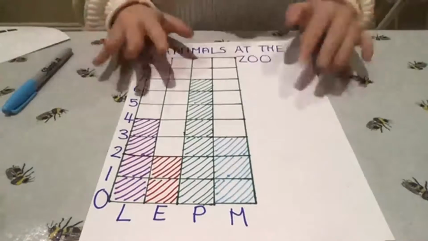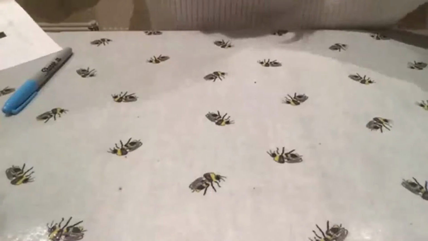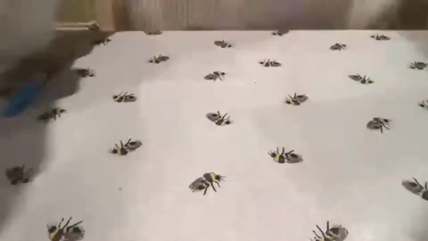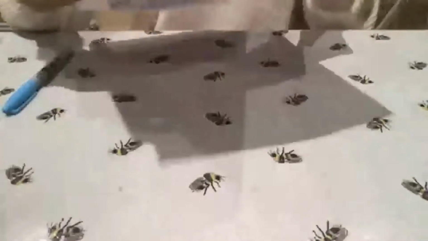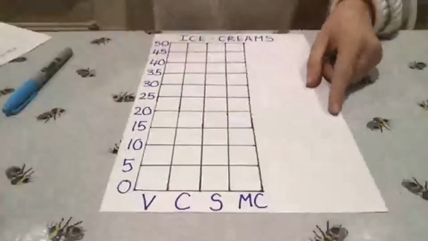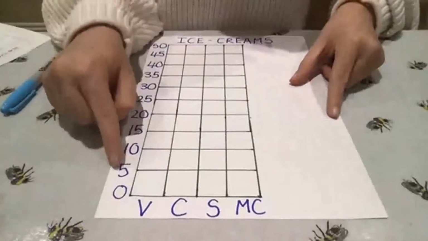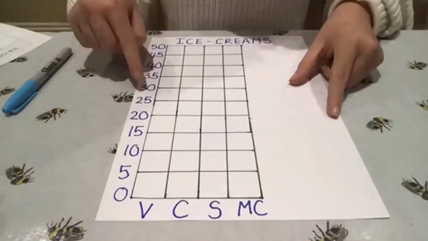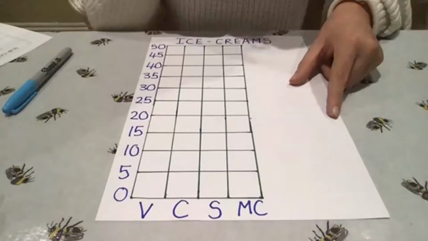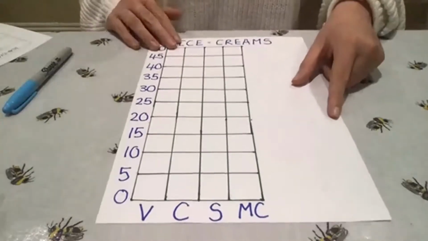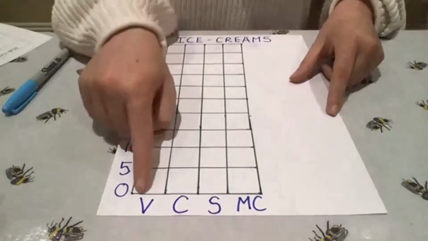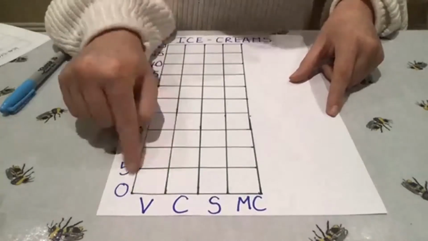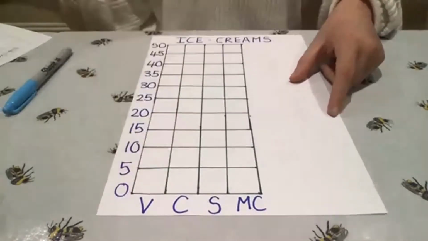Okay, now, are you ready for a trickier block diagram? Okay, let's change the number that it goes up in. So we're going to have a look at a block diagram where it goes up in, what does this go up in? Let's have a look. So we've got 0, 5, 10, 15, 20, 25, 30. What am I counting up in, year 2? Yes, I'm counting up in 5s. So this block diagram, each of the blocks represents 5 items this time. This is getting trickier, isn't it?